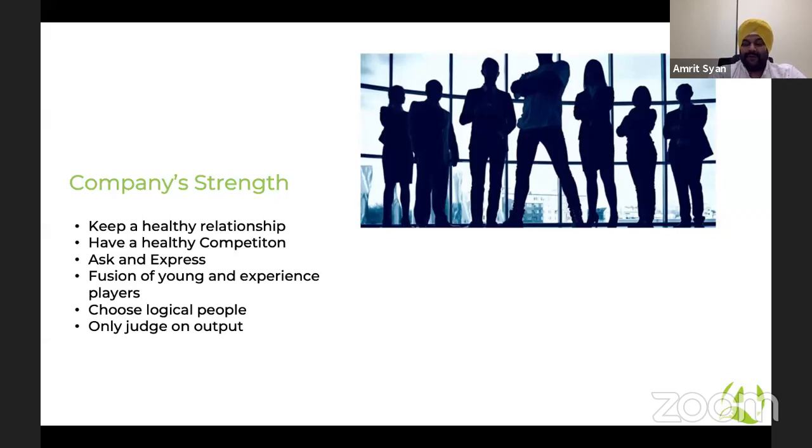Choose logical people. Always, guys, choose logical people who have logical answers to give to the client, and logical things, and only judge on output, that is the last point. Don't judge on looks, guys. Don't judge on what he wears, what he does, and what his personal background is. Don't judge any employee on that. Don't judge anybody on that. Only judge on your one thing only.